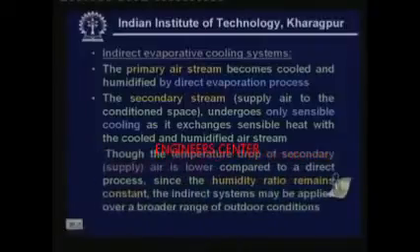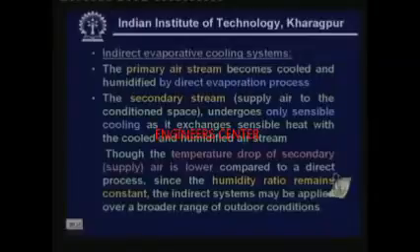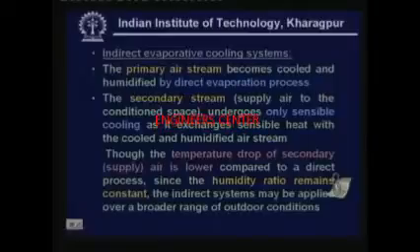Though the temperature drop of secondary air is lower compared to a direct process, since the humidity ratio remains constant, the indirect systems may be applied over a broader range of outdoor conditions. Okay, this is the advantage of indirect evaporative cooling systems over direct evaporative cooling systems. Now let me show a schematic of an indirect system.